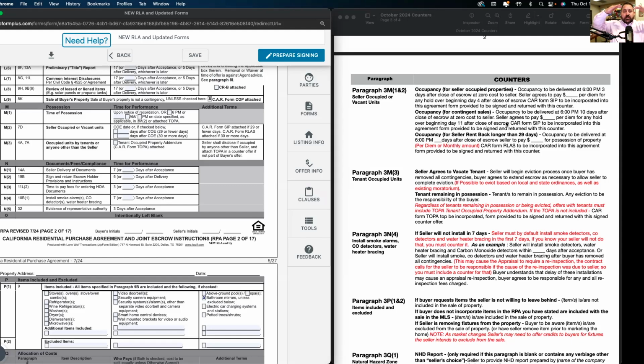So those are the, okay, normal seller in possession, they just need a few days to move out. We all know they need at least 3. If your seller needs more than 3, then you negotiate more than 3. If it's a contingent sale, you give them the 10 days because you know you're going to need extra time on a contingent sale. And if it's a rent back for anything longer than 29 days, you use the RLAS. Everything else is the SIP.